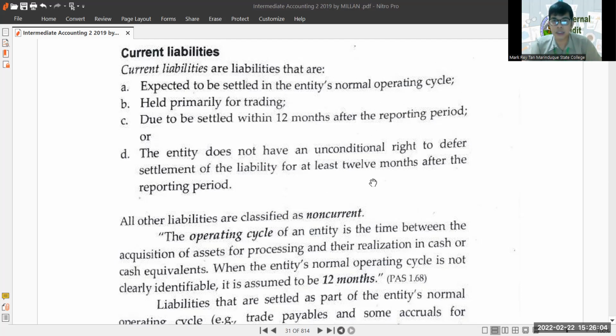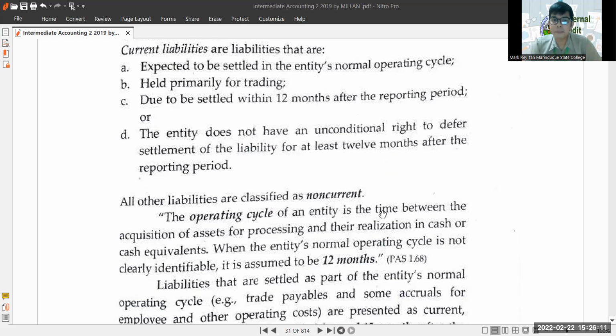Ito yung iti-take note natin dito. So basahin natin. Itong operating cycle daw, this is the time between the acquisition of assets hanggang sa realization in cash. So take note, mula nang binili yung asset hanggang sa bumalik siya into cash. So if the entity is a merchandising one, edi ibig sabihin from the purchase of merchandise inventory up to the collection of the cash nung binenta yung merchandise inventory.